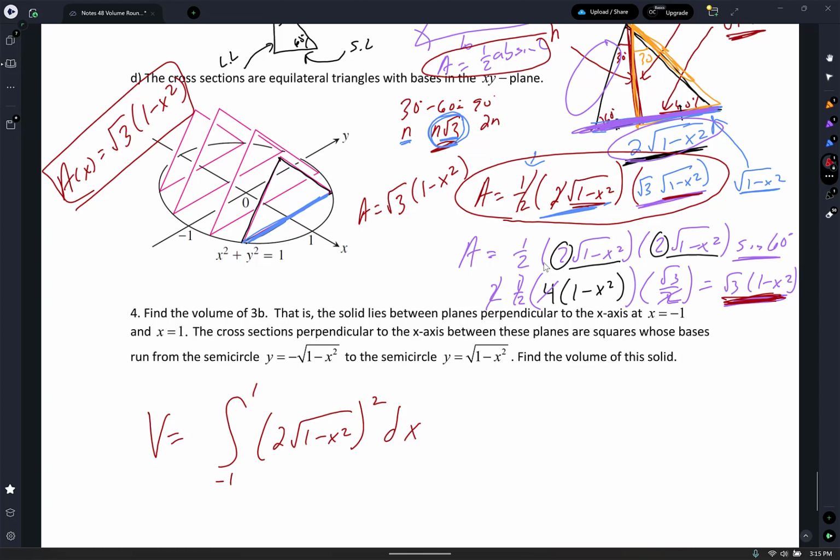Can we do this by hand? Yes, we can. Integral from -1 to 1. 2 squared is 4, and then the square root times the square root goes away. So 4 times (1 minus x squared), close it, dx. Because I have a product, I can actually move that 4 outside if I wanted to.